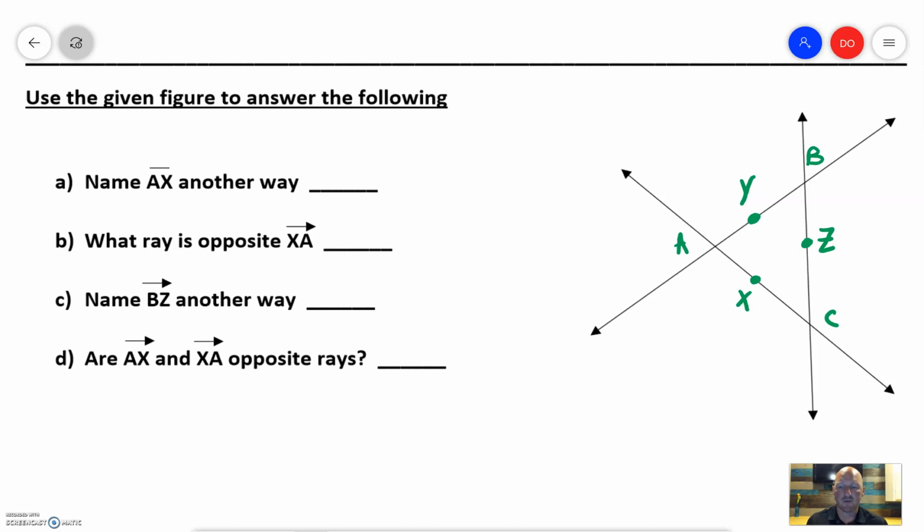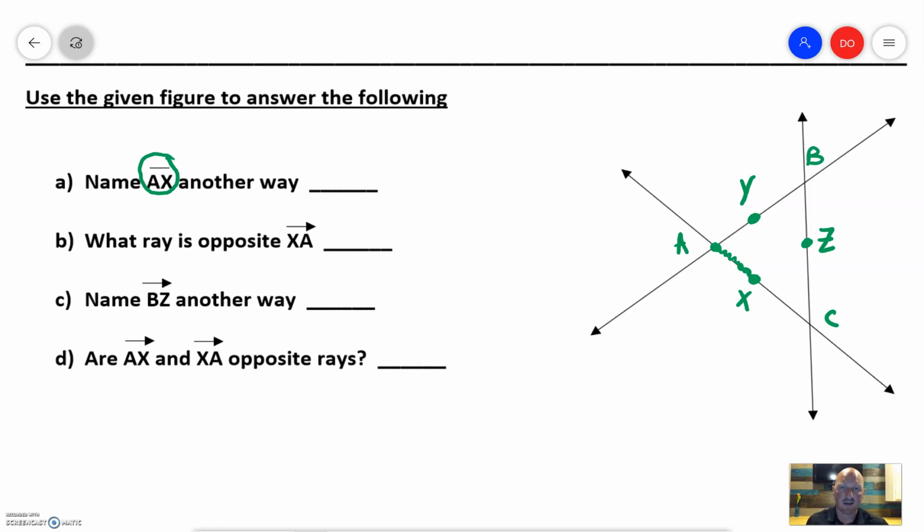Okay, so the first one, name AX another way. So right here this says AX. Notice the symbol above it means a segment. So now we're talking the physical point of A and all the points traveling towards X. So when we name segments, remember we need 2 capital letters.